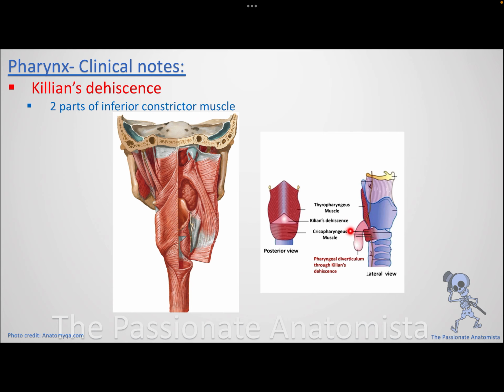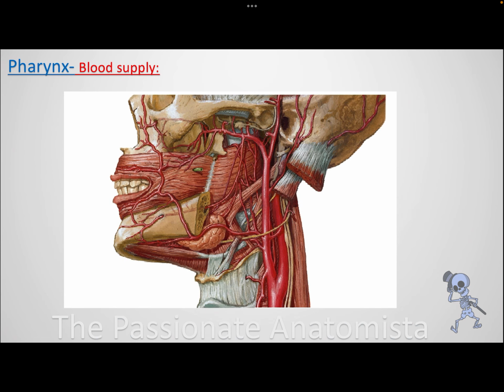The reason is that there could be a discoordination between the two parts of the inferior constrictor, which are the thyropharyngeus and cricopharyngeus muscle, and that discoordination ends up preventing the cricopharyngeus from relaxing. It should relax in order for the food to pass to the esophagus. But if it does not, then that is going to cause bulging of the inner lining of the pharynx, causing what we call the pharyngeal diverticulum.